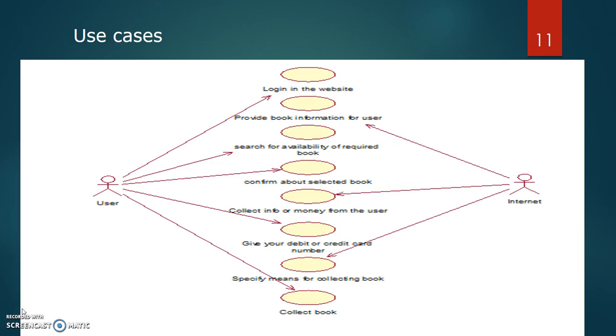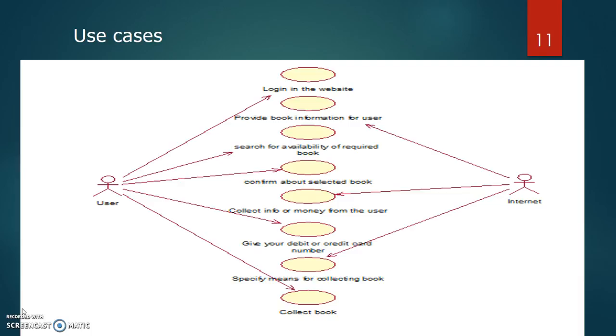Hi, this is Tejaswini, and the following figure shows the use case diagram. This is an interaction between the actors and the system. The two actors are the user and the internet, and the actions performed by the user are logging into the website, searching for the availability of books from the catalog, confirming the selected book, giving the detailed information, debit card or credit card information for transaction purposes, and collecting the book.